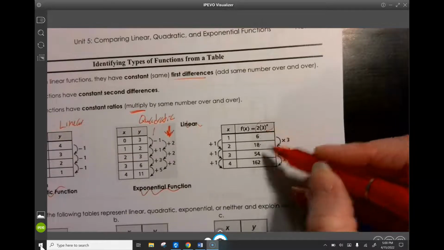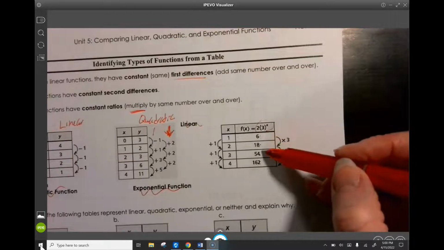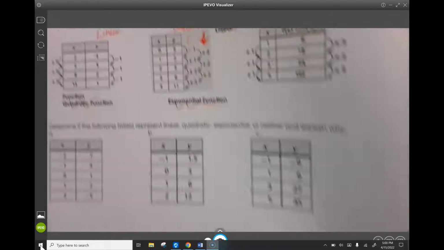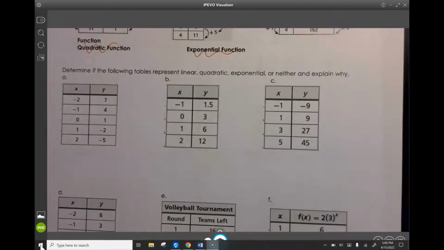No, I'm multiplying. So you kind of have to look at one and then also the next one too. So that's what we're looking at as far as what is happening. And so I want us to look at these tables. And we're just going to try a couple. So we look at this first one.